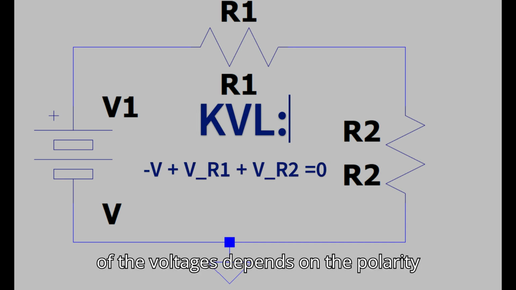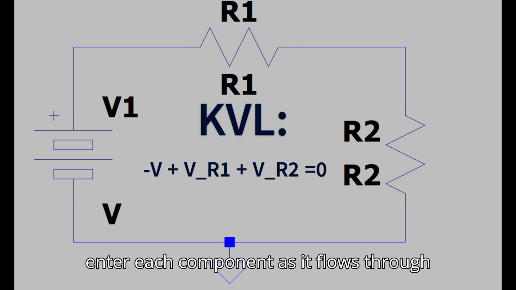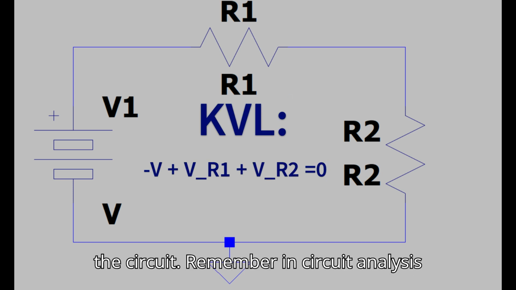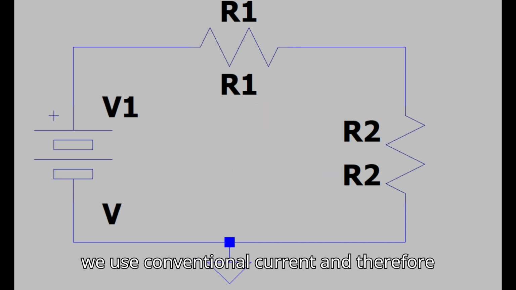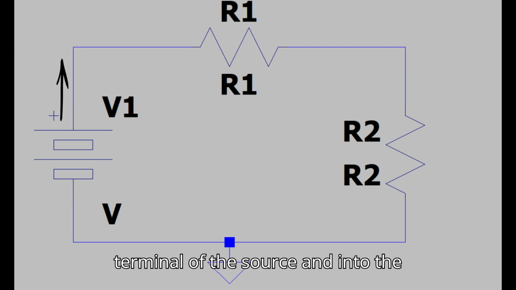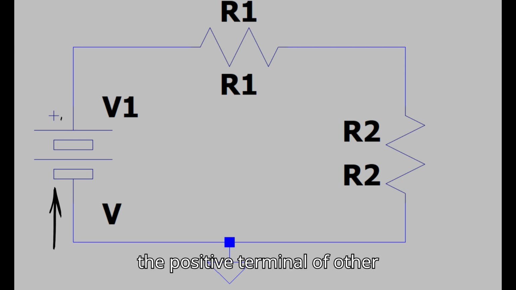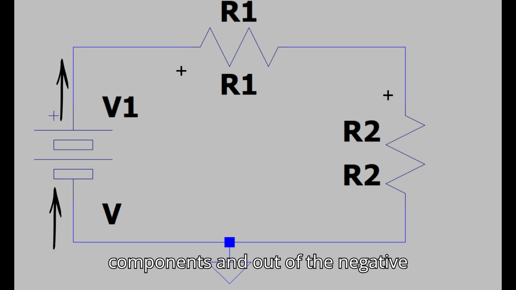The sign of the voltages depends on the polarity of the terminal that the current uses to enter each component as it flows through the circuit. Remember, in circuit analysis, we use conventional current, and therefore current flows out of the positive terminal of the source and into the negative terminal. However, it flows into the positive terminal of other components and out of the negative terminal.